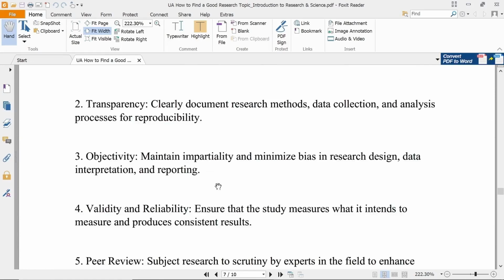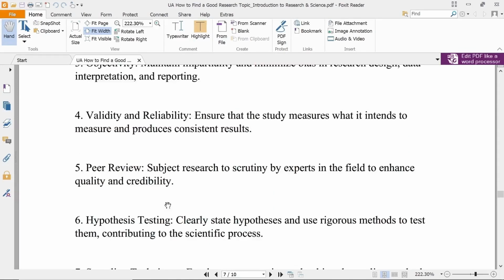Okay, let me skim through. Transparency. Clearly document research methods, data collection, and analysis processes for reproducibility. Objective knowledge: maintain impartiality. You have to be impartial, not subjective or biased. Minimize bias in research design, data interpretation, and reporting. Validity and reliability.